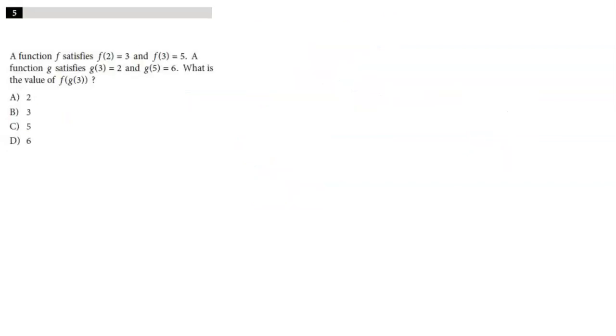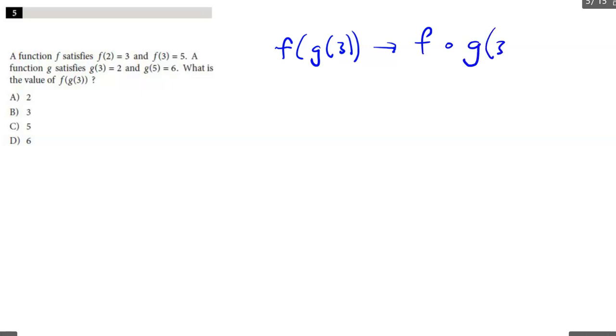Number 5, a little bit of trickery here. There's no real equation, but you have a bunch of f of statements. It says f of 2 is 3, f of 3 is 5, g of 3 is 2, g of 5 is 6. What is f of g of 3? Some of you may have learned this in advanced algebra, but f of g of 3 could also be written as f small circle g of 3. Either way, this is called a composition, and the big thing you want to know about compositions is you want to go from the inside out.